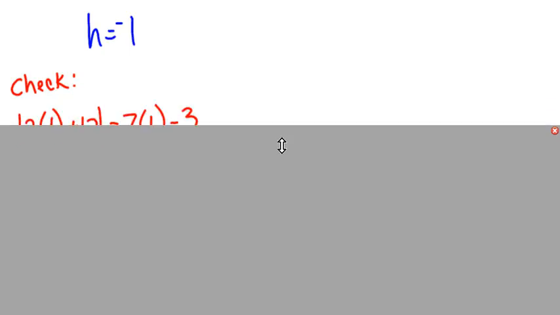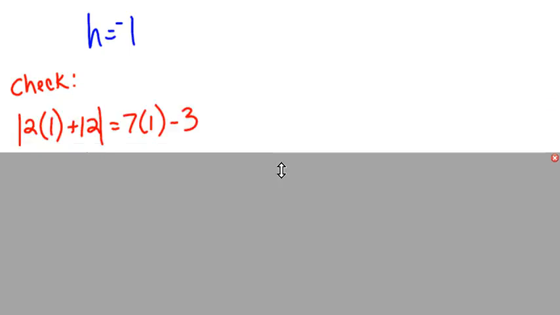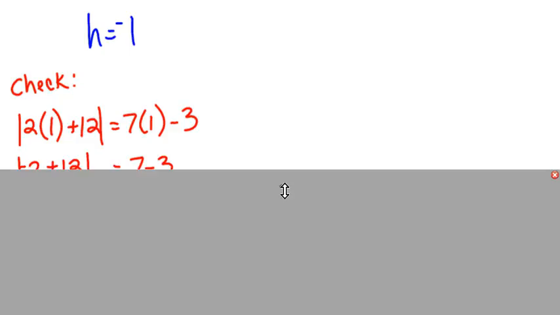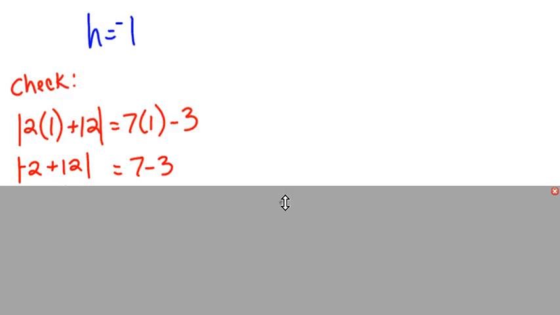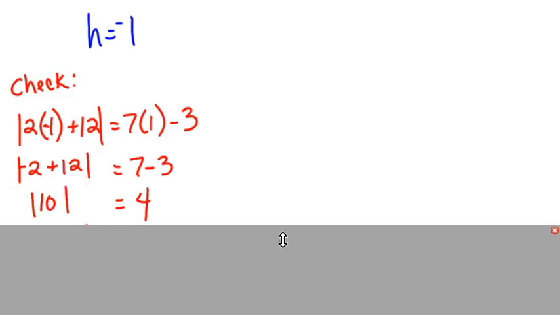We're going to have to solve for traveling to the right, but we also want to check our solutions as we go along. So let's start by checking our negative 1 first by substituting it back into our equation and working it out according to our order of operations. So we got some multiplying to do. So we have the absolute value of negative 2 plus 12 equals negative 7 minus 3. So we have some simplifying to do. Negative 2 plus 12, that would be 10, and negative 7 minus 3 would be negative 10.